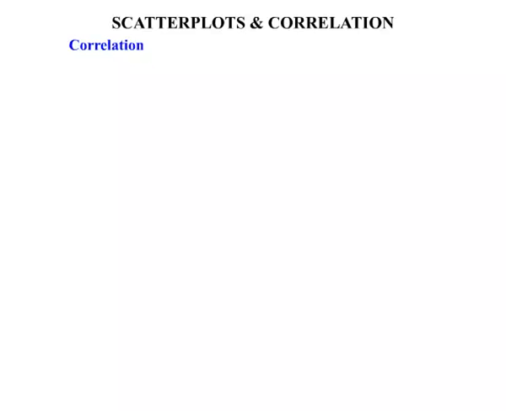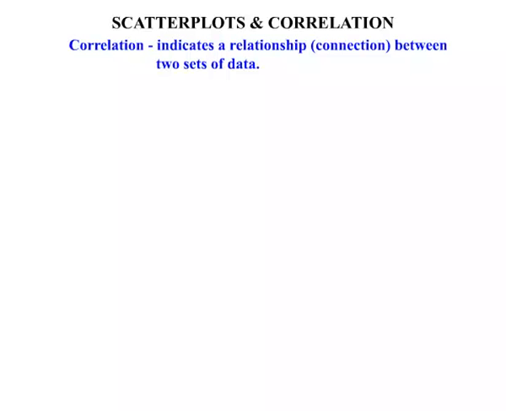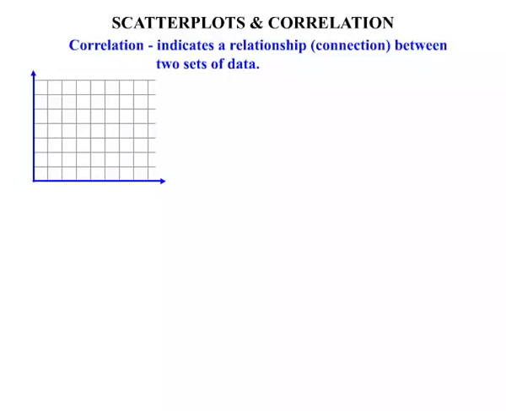Now let's talk about correlation. Correlation indicates a relationship, a connection, between two sets of data. Now let's consider a variety of graphs. This particular one here, if we drew a line through those points, a fairly tight line, we would say that has a strong positive correlation.